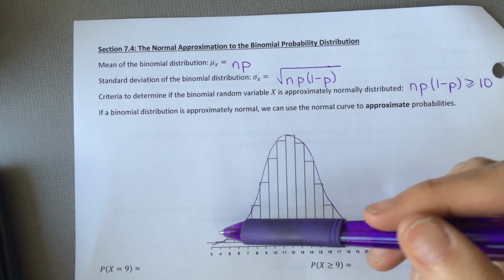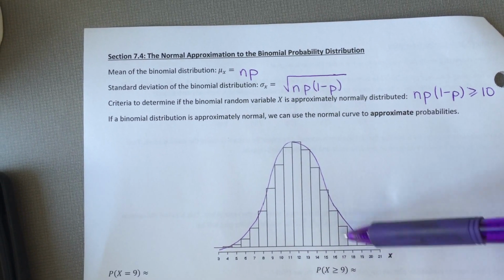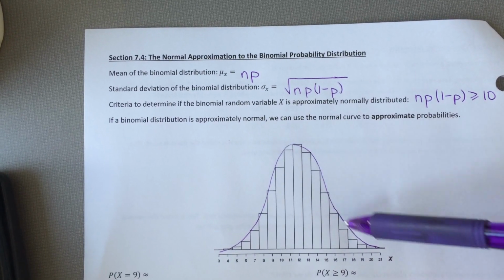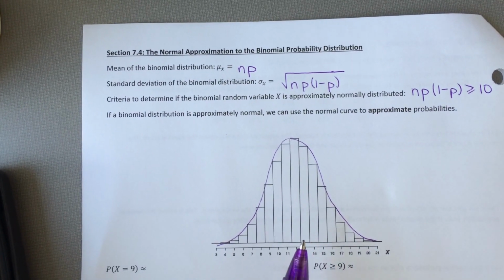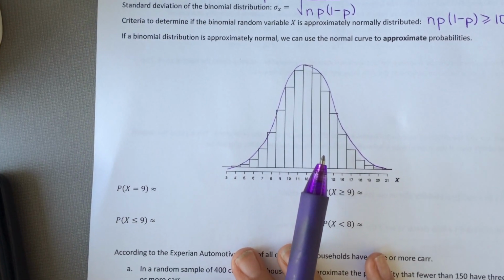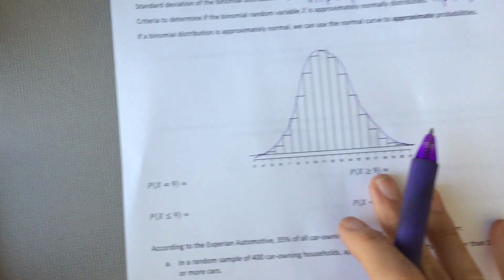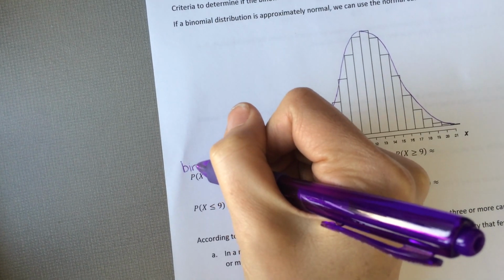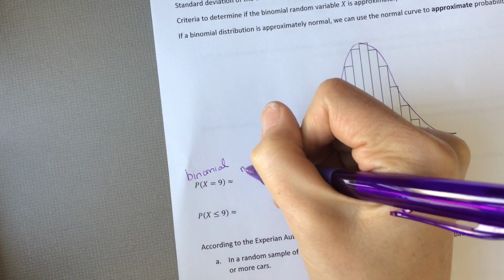I drew in our normal curve. This is a binomial distribution, a binomial probability histogram, and we see that we have this nice normal curve that we can use to approximate it. Let's see how this theory is going to work. So this is the binomial probability that x is equal to 9, on our binomial curve, and we're going to approximate it using our normal curve.